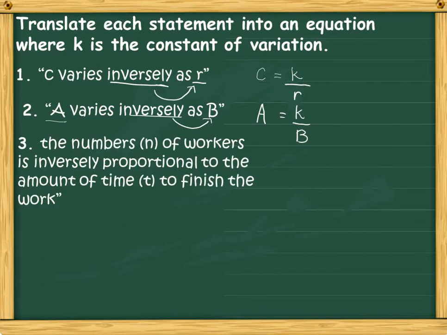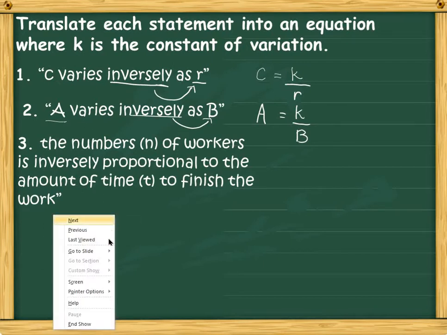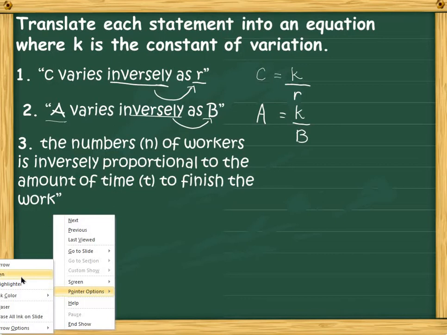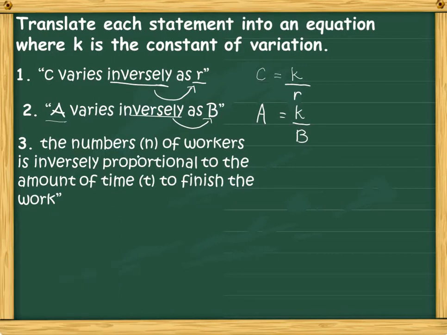Let's have item 3. The number n of workers is inversely proportional to the amount of time t to finish the work. So, from the given statement, n represents the number of workers, and t represents the amount of time to finish the work. So, ano yung unang variable na binanggit? That is letter n. So, i-isolate natin si n. N is equal to k. Ano yung pangalawang variable na binanggit? Si letter t. But take note, we have the word inversely, so magkakaroon tayo ng over. Sino yung ini-inverse niya? Yung pangalawang variable na binanggit, which is letter t. Kaya si t ay nasa denominator.